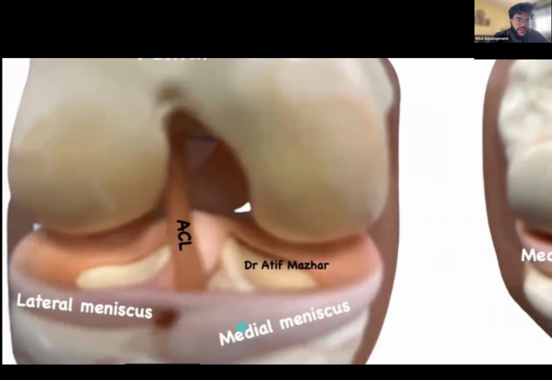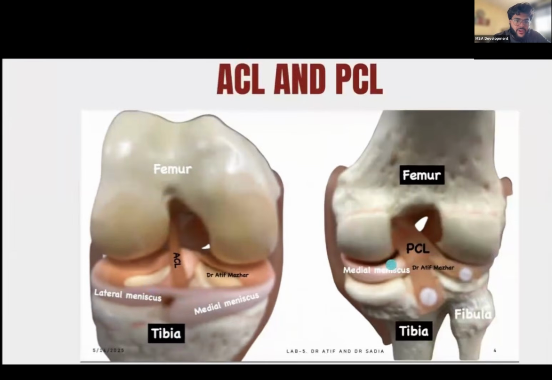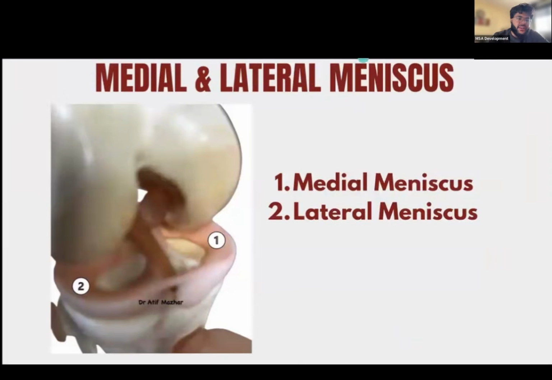Again, as we said, the ACL goes from anteriorly on the tibia to posteriorly on the femur, and the PCL goes from anteriorly on the femur to posteriorly on the tibia. We also have our medial and lateral menisci, which are C-shaped, less mobile fibrocartilage pads that deepen the joint, improve congruence, and absorb shock in the knee joint.